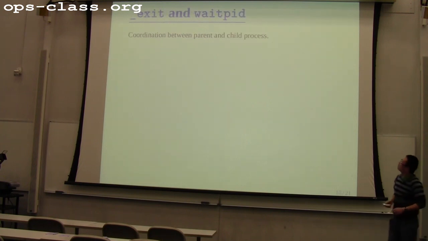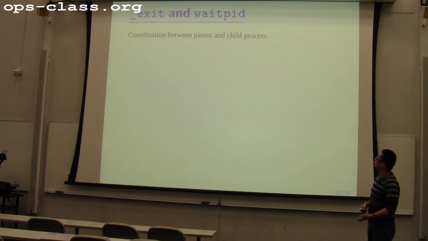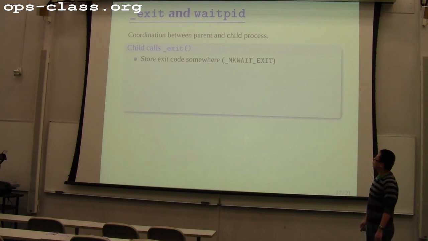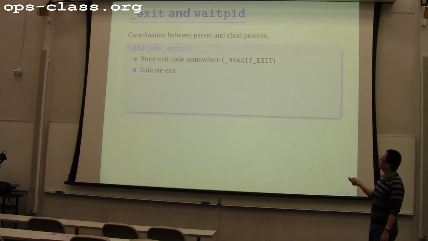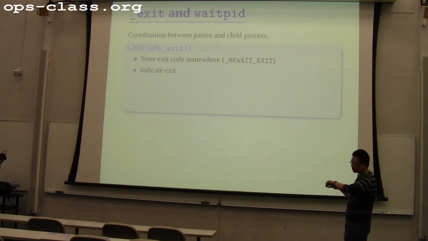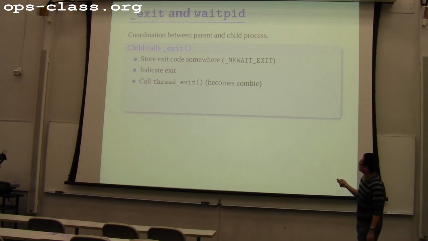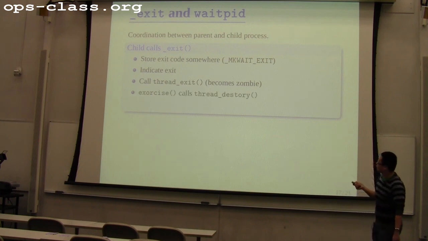Okay. Finally, the exit and waitpid. This is a pair of functions. You may want to design them all together because it's all about the coordination between the parent and child process. So in exit, you first need to store the exit code somewhere, and then indicate that this process has exited and call thread exit. So after you call this function, the thread will be added to the zombie queue of the system, and the system will periodically call thread destroy on the zombies.